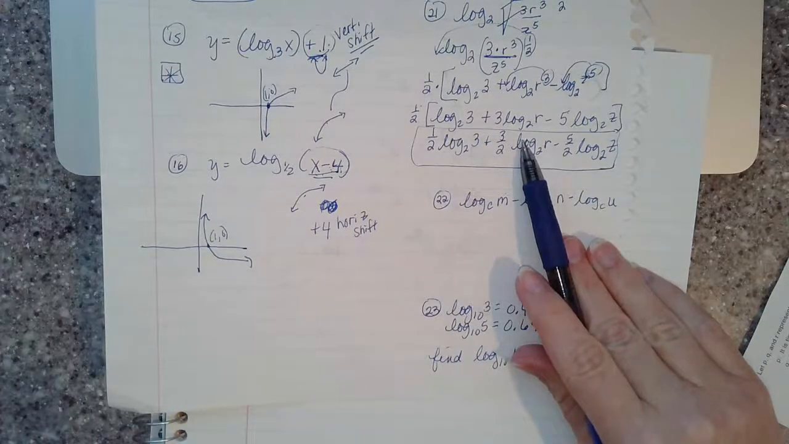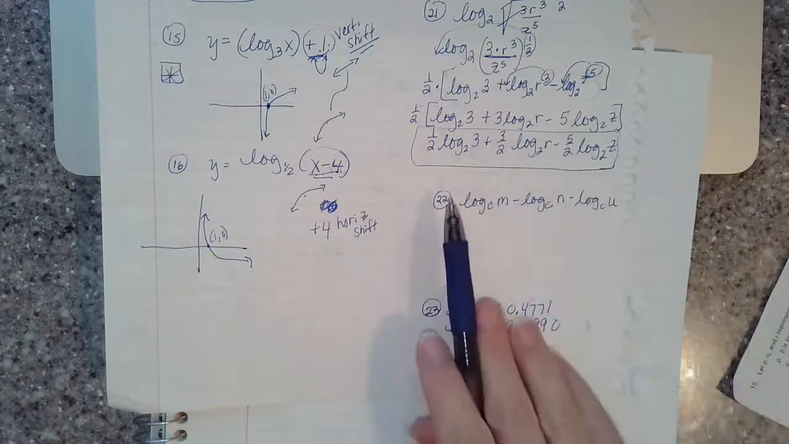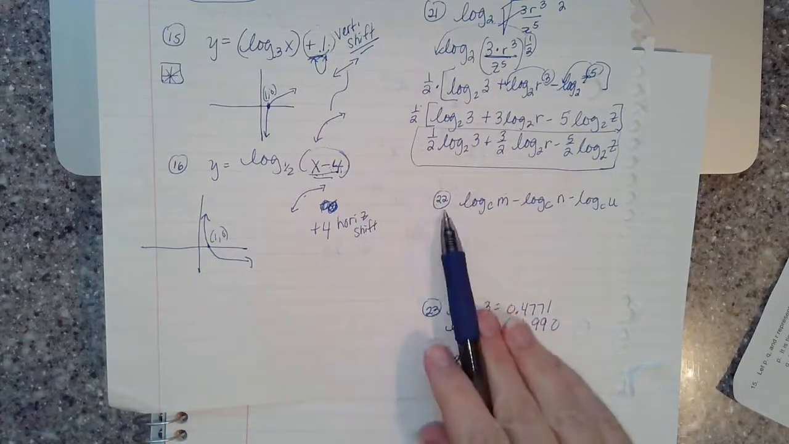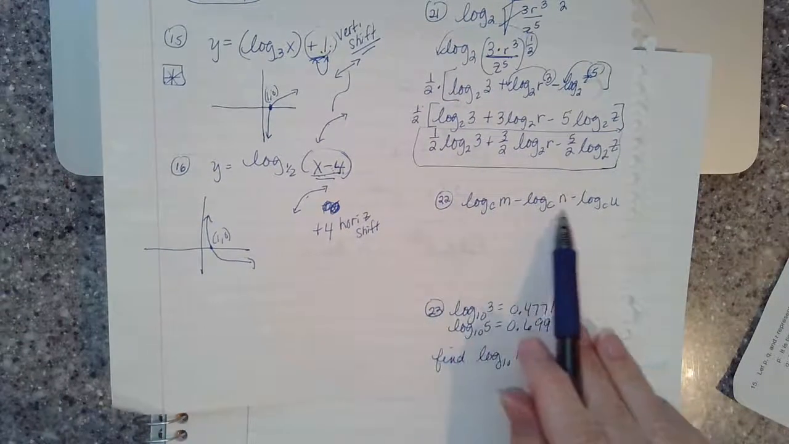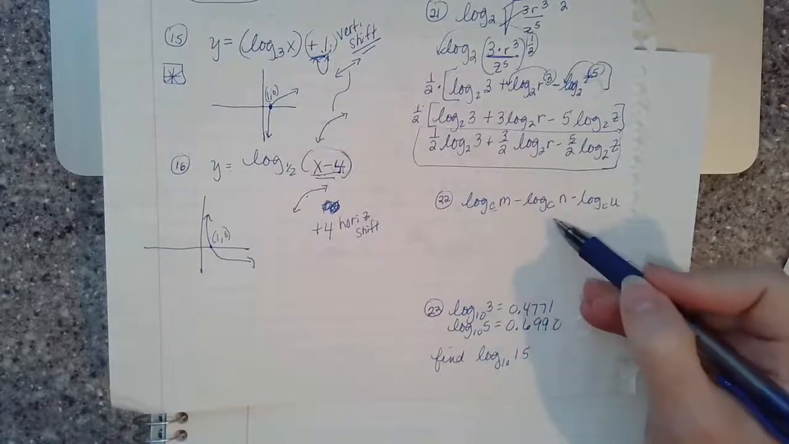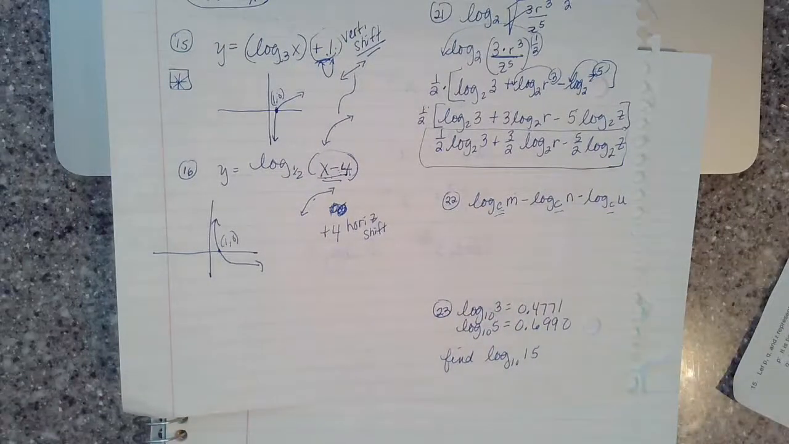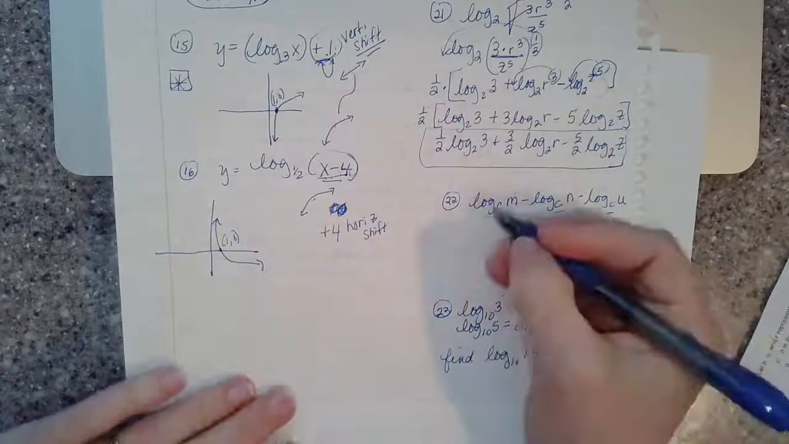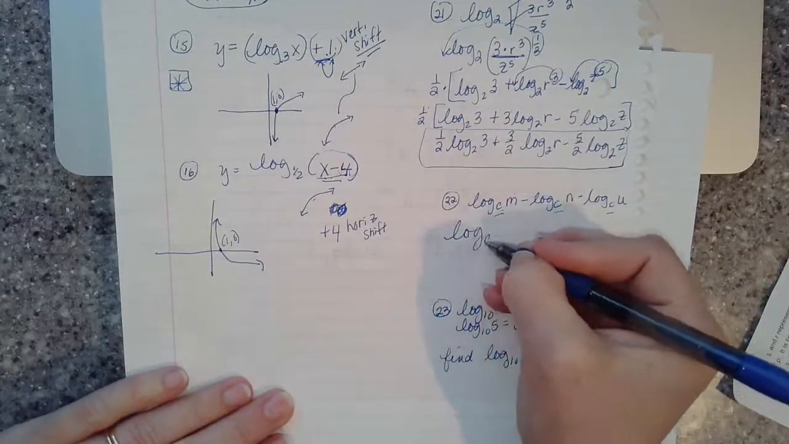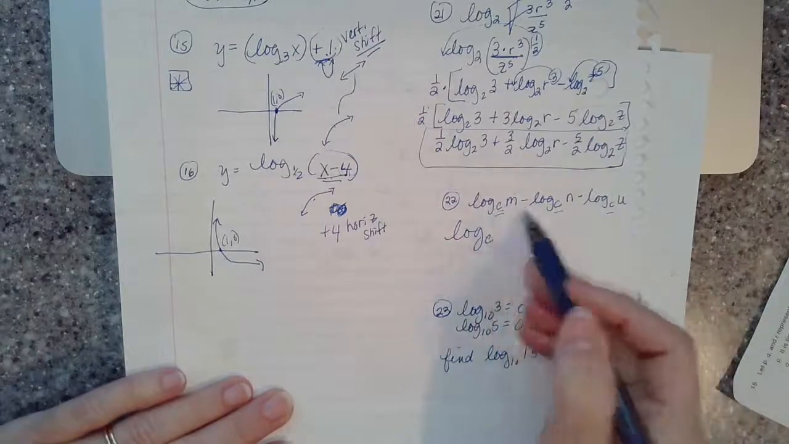All right, so to encourage you, number 22, we're going to go the other way. This is expanded form. Notice they're all base C, so they're all like base logs, and having like bases is pivotal to using these rules. But if you have a like base, you can condense or expand here. So here it's in expanded form. We're going to condense it to one log base C.